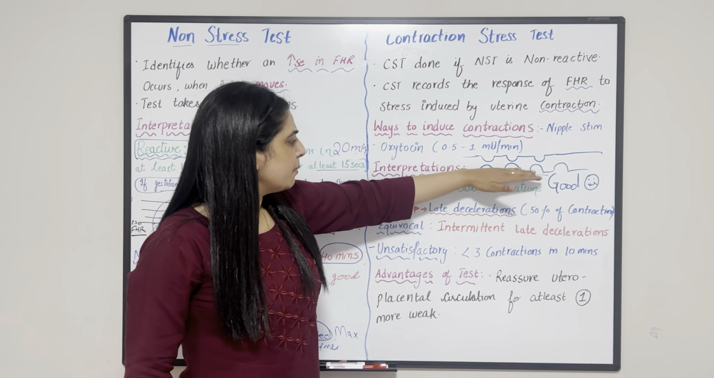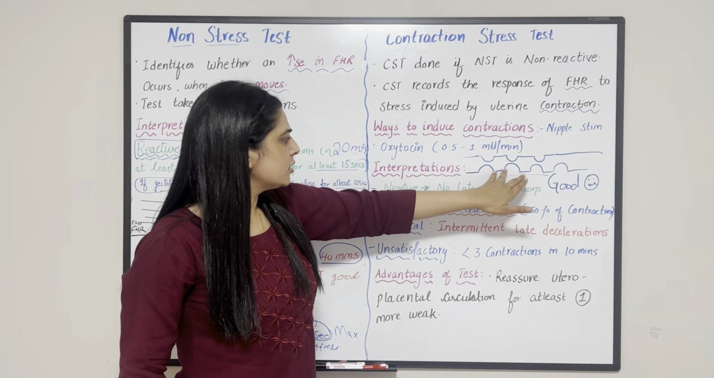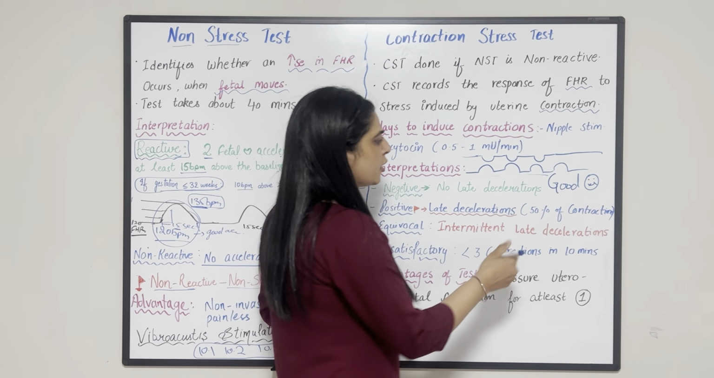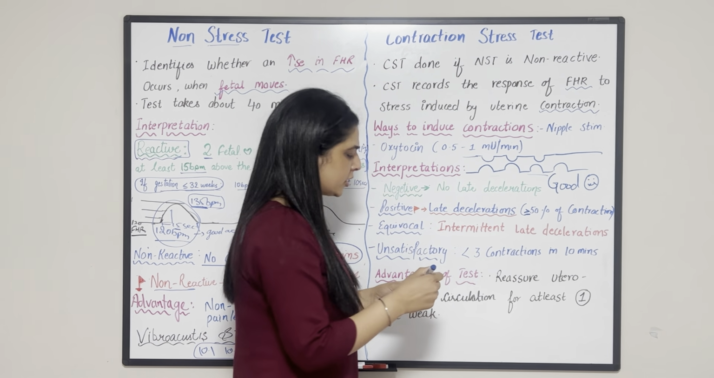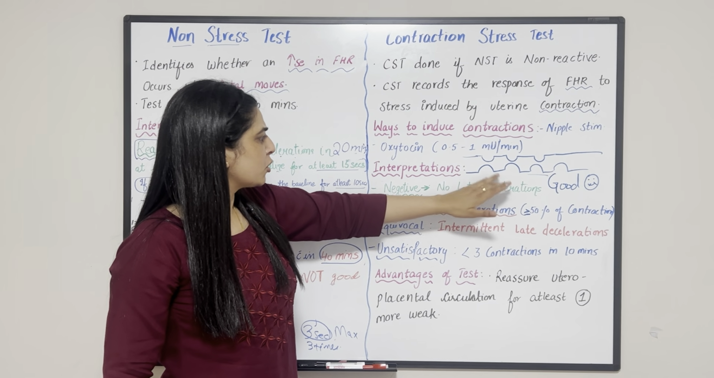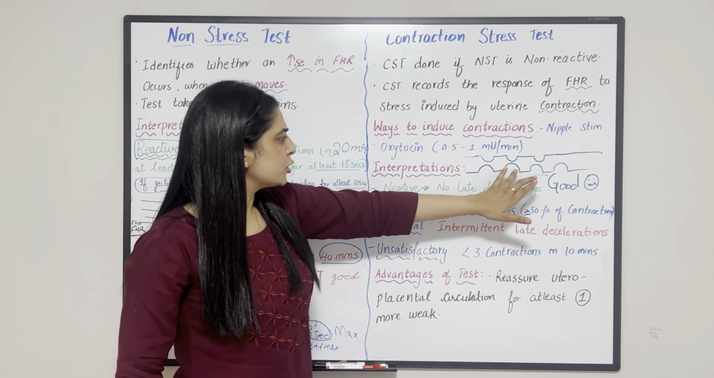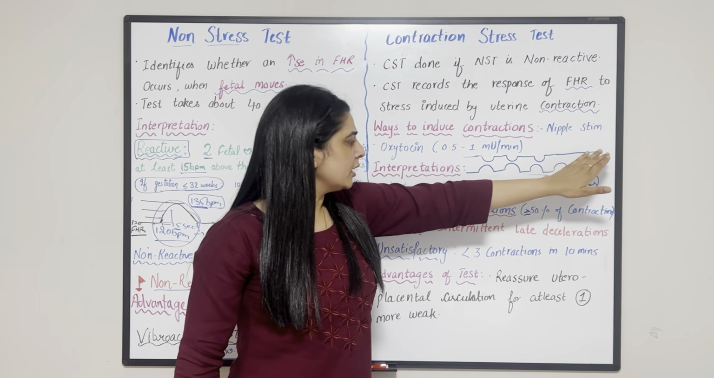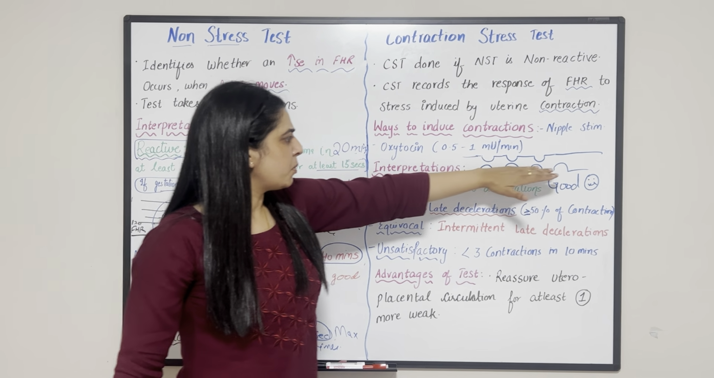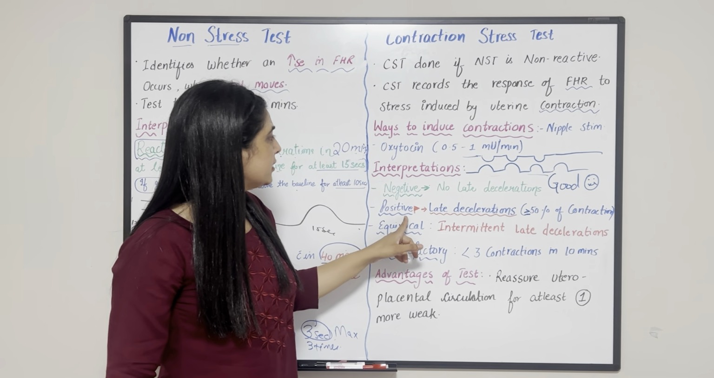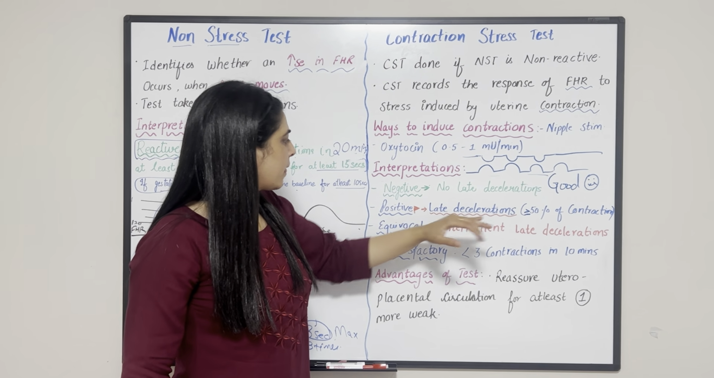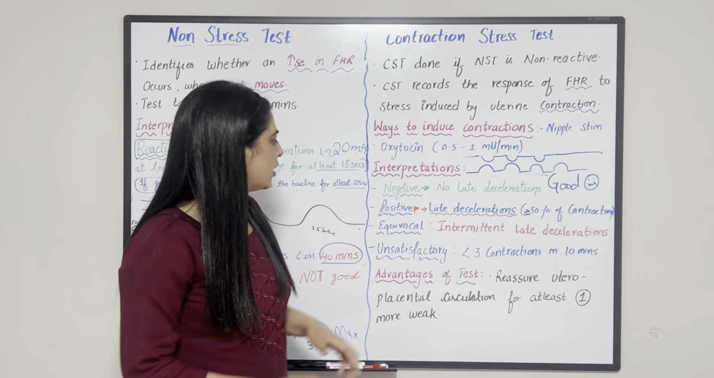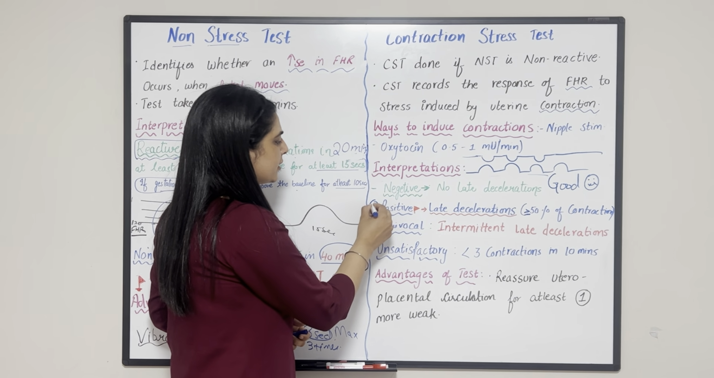When 50% or more than 50% of the contractions have late decelerations, like late decelerations in the first contraction, decelerations in the second as well, and in the third as well, but not in the fourth, so this test is positive, and a positive CST is not good, so that means your baby is in stress.